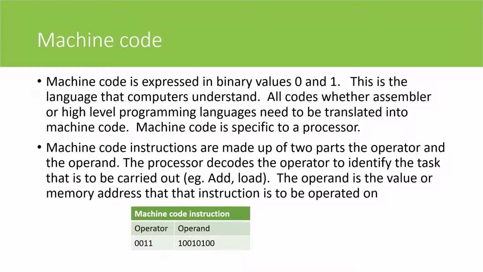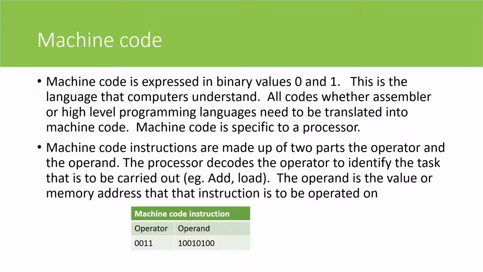Machine code is expressed in binary values of 0 and 1. This is the language that computers understand directly. All code, whether assembler or high-level languages, needs to be translated into machine code. Machine code is specific to a processor.